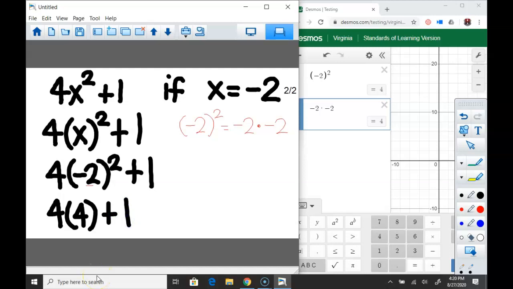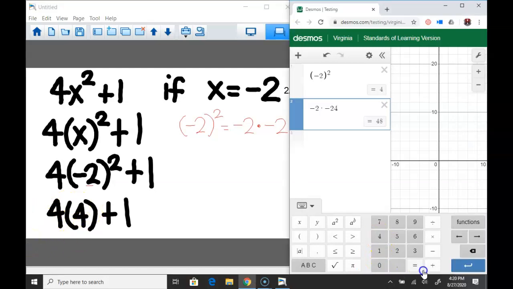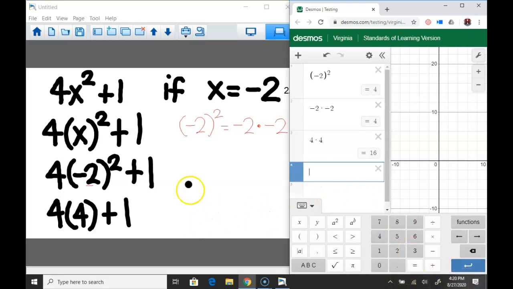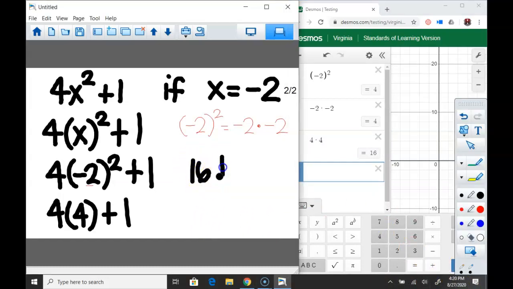Now, no more exponents in that expression, so next up I would look for multiplying or dividing. Well, I have 4 times 4 plus 1, so I see this multiplying right here. So 4 times 4, we get 16 for that. So this is going to be 16 plus 1. And then that's just a simple addition. 16 plus 1 is 17, so 17 is the answer.